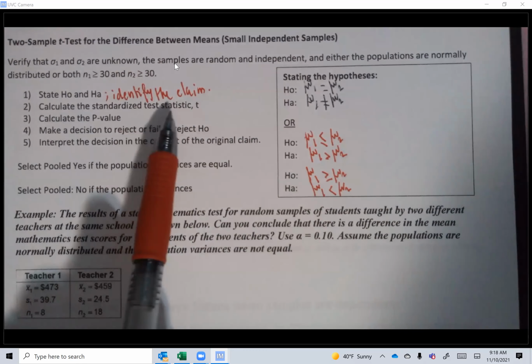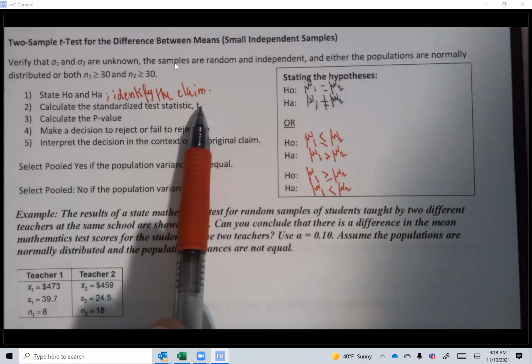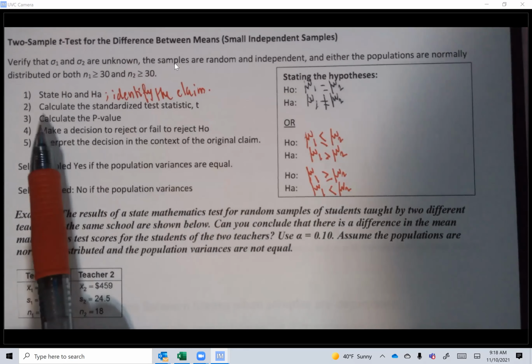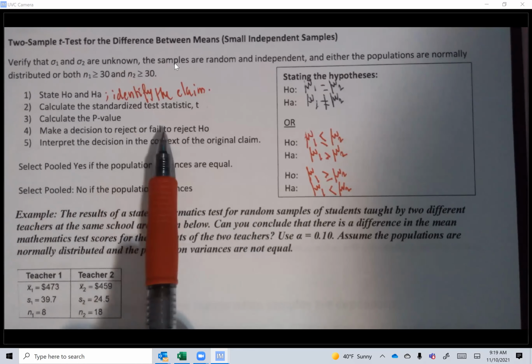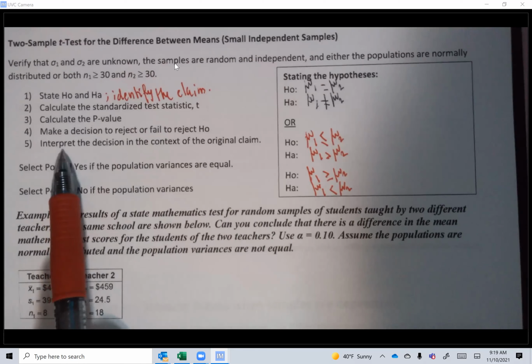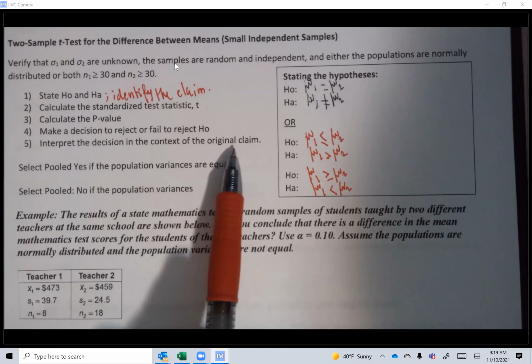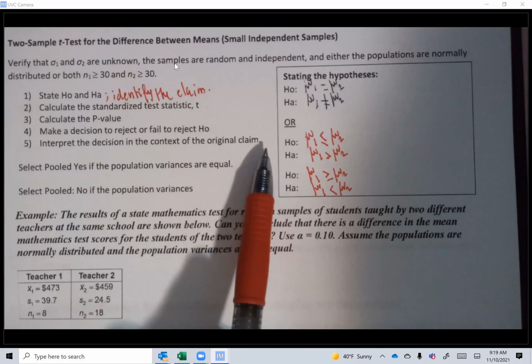Calculate the standardized test statistic t. It was called z in the previous section. Calculate the p-value. Make a decision to reject or fail to reject H0. Interpret the decision in the context of the original claim.